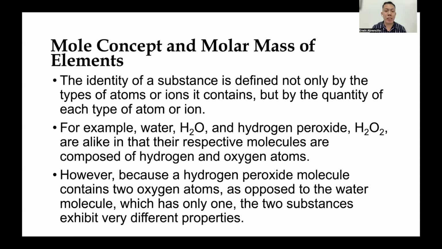As mentioned, because a hydrogen peroxide molecule contains two oxygen atoms as opposed to the water molecule, which has only one, the two substances exhibit very different properties. So it's just a small difference, one atom difference in the number of oxygen. However, water is far different from hydrogen peroxide when it comes to their chemical and physical properties.